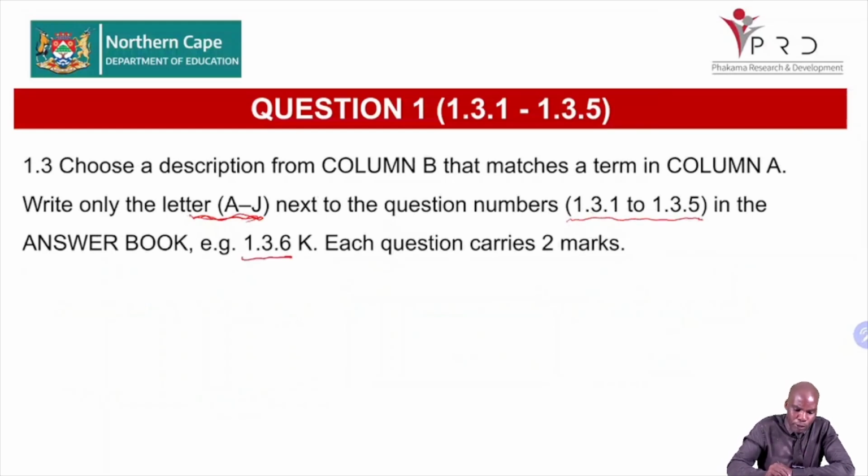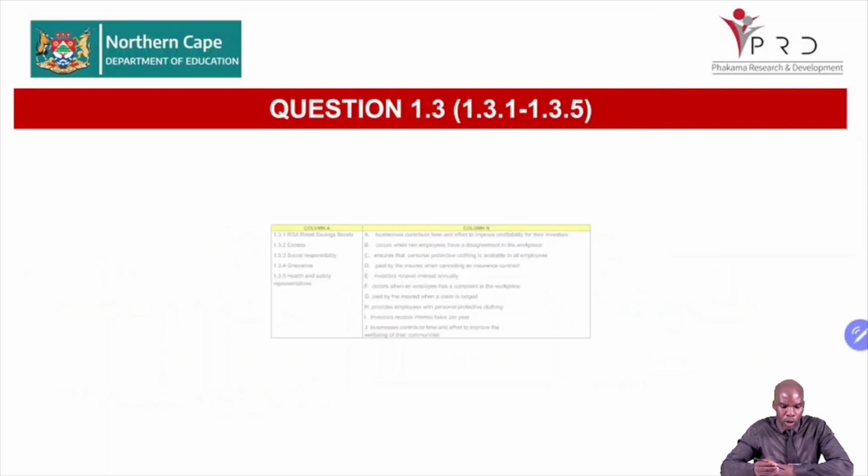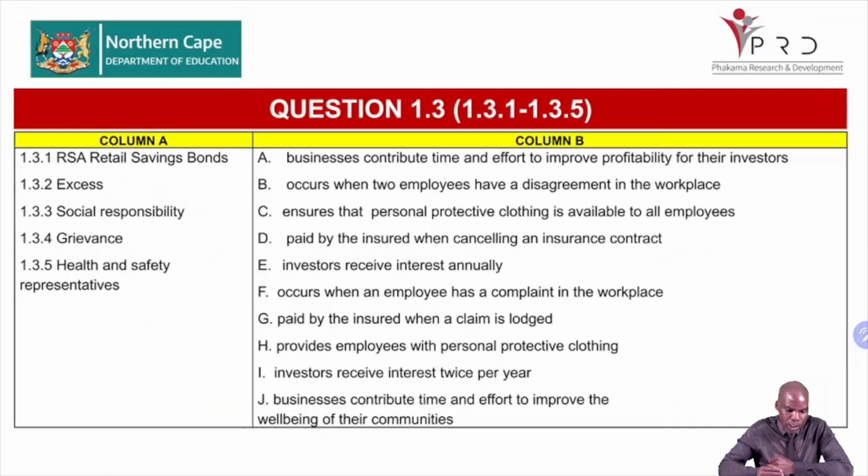For example, if for 1.3.6 the answer happens to be K, you will then affix the K next to that question number. And each question carries 2 marks. Right, so all the questions in question 1 of your paper 2 carry 2 marks each. All right, let's now move on and look at our table. So we've got here in our table, column A, where we've got terms that have been given to us, which we must find the corresponding description in column B, right?